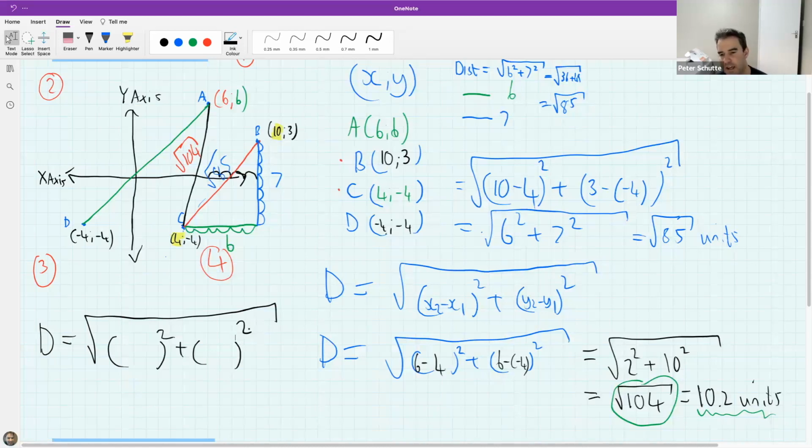Pateko, if they say leave your answers with 2 decimal places at the end of the question, it's fine. But if you are using it in another question later on, it's normally better to leave it in surd form.